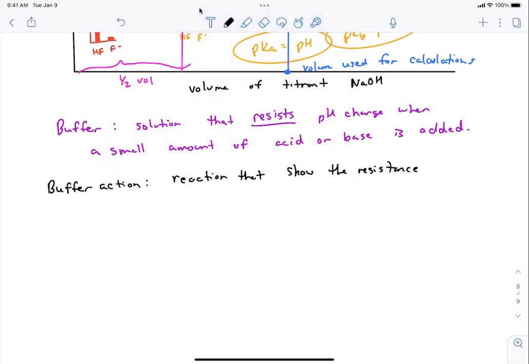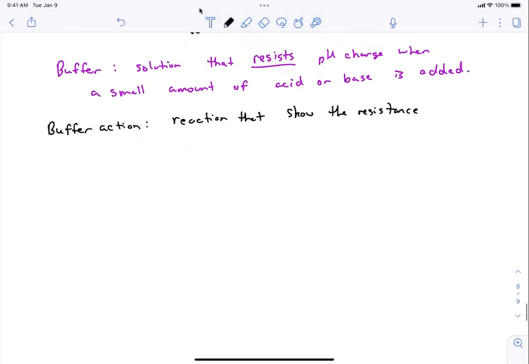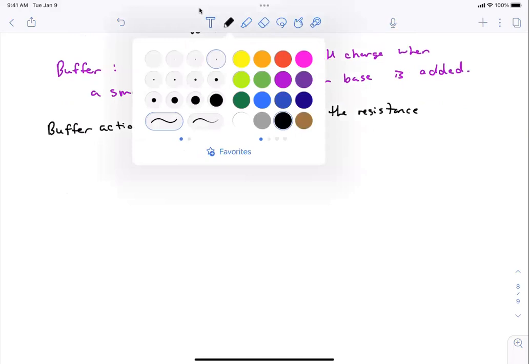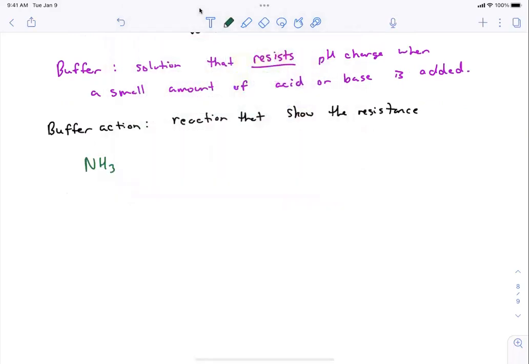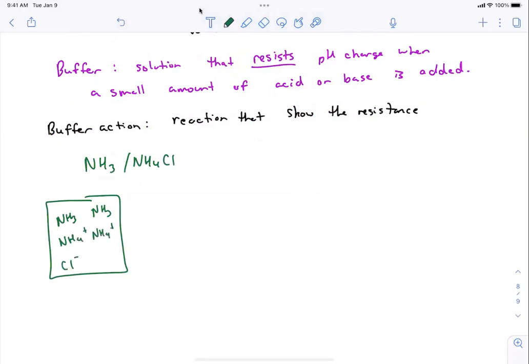So for example, you have to have something weak on both sides to be able to absorb this, because strong things won't absorb H plus or OH minus, because they'll just dissociate again. And so let's say we have a buffer of NH3 and NH4Cl. When you dissolve this in water, you're going to have NH3 floating around, NH4 plus floating around, and Cl minus floating around in that beaker.